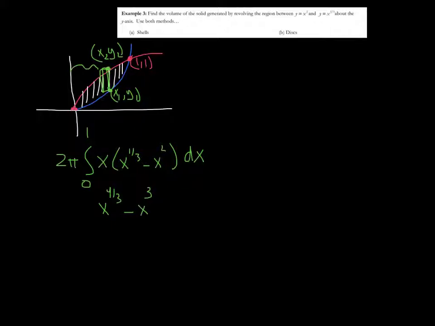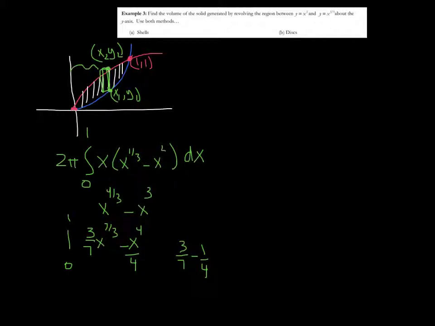All right, so now we're going to distribute, and we get x to the 4/3 minus x cubed. And now we're going to integrate. After we integrate, we're going to get 3/7 x to the 7/3 minus x to the 4th over 4, integrating from 0 to 1. I like this because plugging in 1 simply gets you 3/7 minus 1/4, and plugging in 0 just gives you 0.